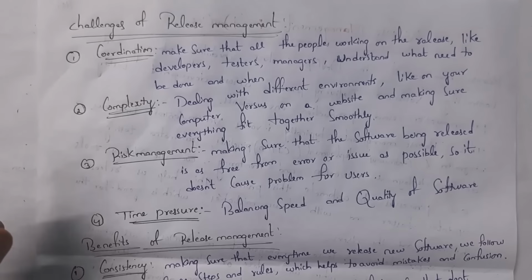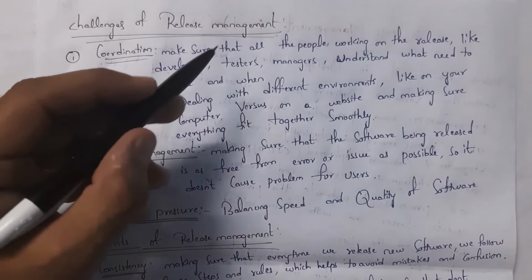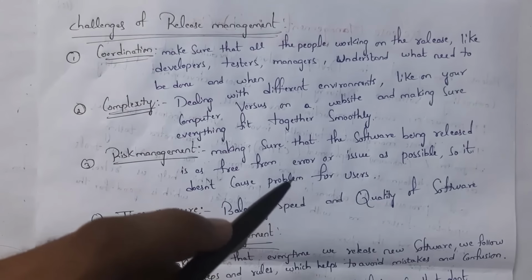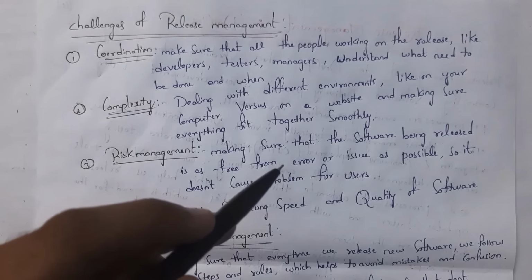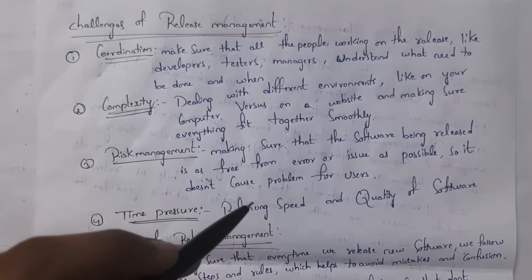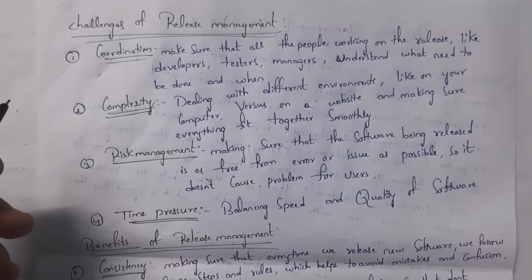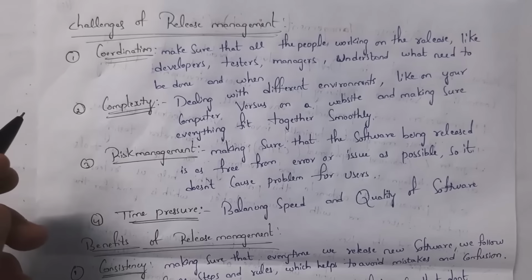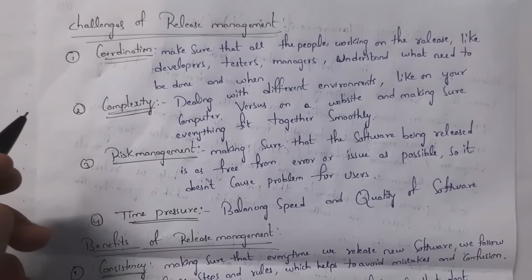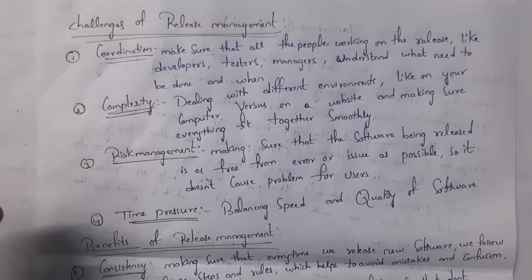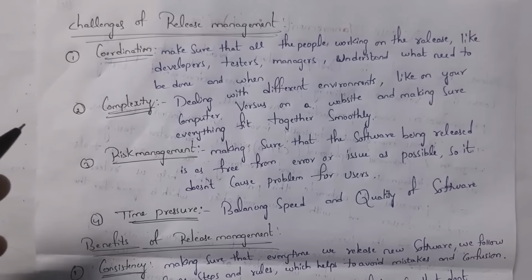All team members in a company, like developers, testers, and managers, must coordinate with each other, and they need to complete work in a smooth way and release software as soon as possible. So when to complete software and how to complete software is decided by all team members by coordinating with each other.